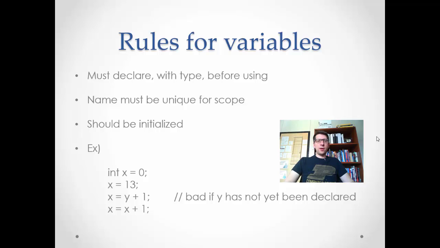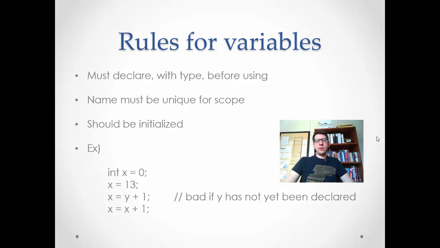Now if you look at these statements that we've written at the bottom here in the example, we have 4 statements. The first one involves the declaration of x. It's an integer, set to 0. The second statement now stores or assigns the value 13 to the variable x.